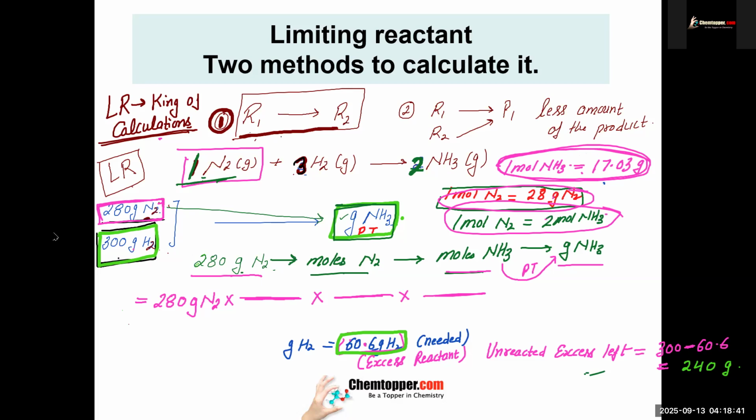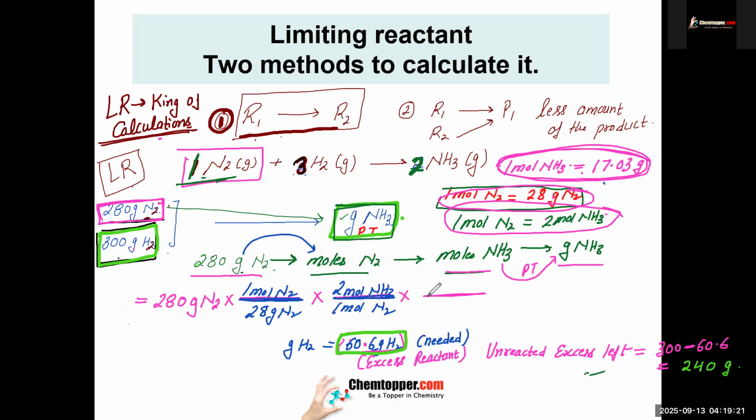What is the first ratio, children? Grams of N2 to moles of N2. Tell me the ratio. 1 mole of N2 over 28 grams of N2. And the second? 1 mole N2 over 2 mole NH3. Oh no, it's the opposite. It's 2 moles NH3 over 1 mole N2.